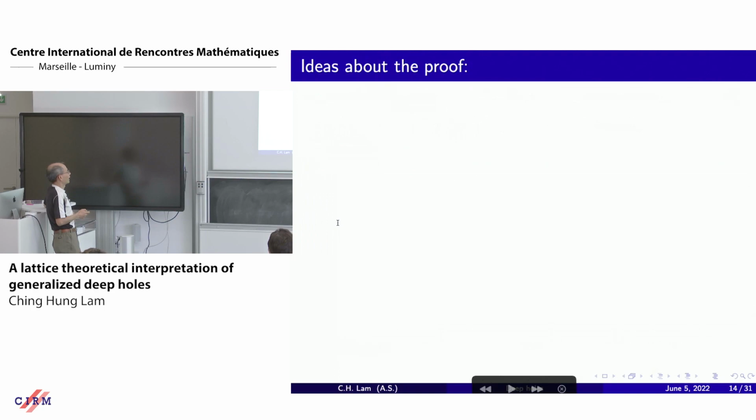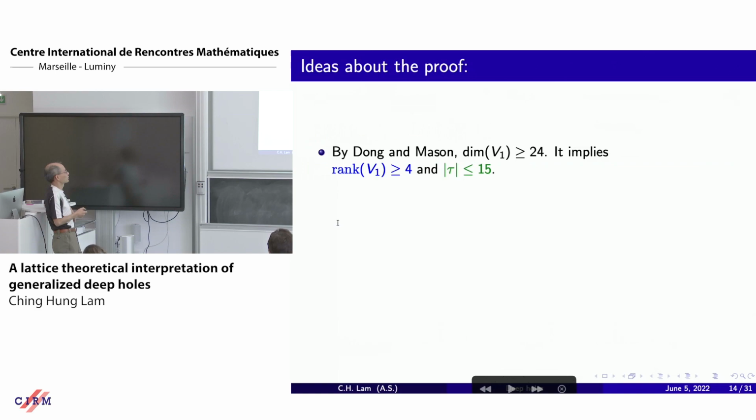First, we can use Dong-Mason's result: the dimension of V1 will be bigger than or equal to 24. For the semi-simple case, we can actually assume it's bigger than 24. But the assumption is that rank V1 must be bigger than 4, because the fixed point of the Leech lattice must have dimension bigger than or equal to 4. It's just inside the Conway group, so you can see that tau must be less than or equal to 15. So only maybe 20 cases are possible. And then if it's exactly dimension 4, then it's only one case. Using Dong-Mason's result, you can check that.